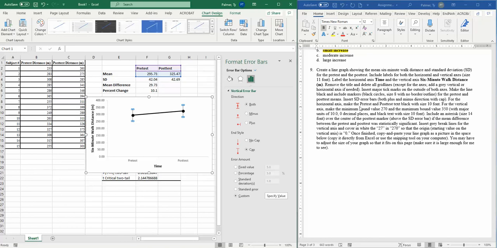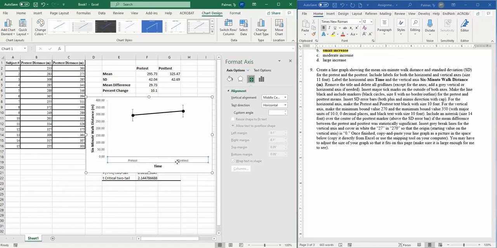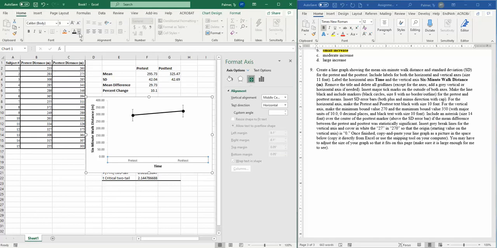Next, it says for the horizontal axis, make the pretest and posttest text black with size 10 font. So what does that mean? That means these here. This text, pretest and posttest, is labeling the markers, which marker is which. What we need to do, like it says, is make this text black. So to make this text black, you highlight it like I've done, go up to Home, go up to Font, Font Color, and then change it to black. It just makes it a little bit easier to see. Also, it says change it to size 10 font. You'll notice while it's highlighted that the font size is 9. We need to increase that to 10. So make sure that the font size there for those two is 10.